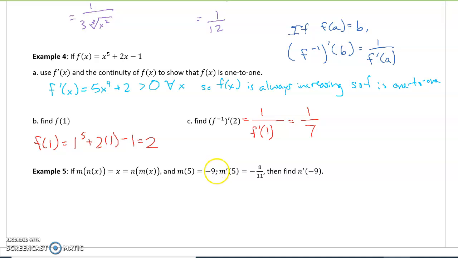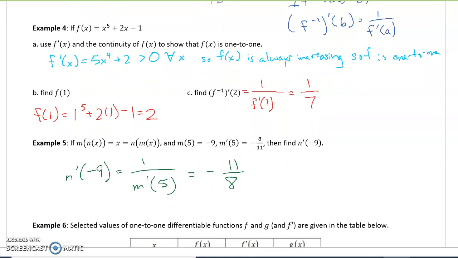Okay, so if I asked for n prime of 5, I wouldn't have any information for that. But since I'm looking for n prime of -9, n prime of -9 is the same thing as the reciprocal of m prime of the input that's associated with the output of -9. Well, the input that's associated with the output of -9 is 5. Therefore, we just have to take the reciprocal of m prime of 5, so it's just -11 over 8. And that's all it is.